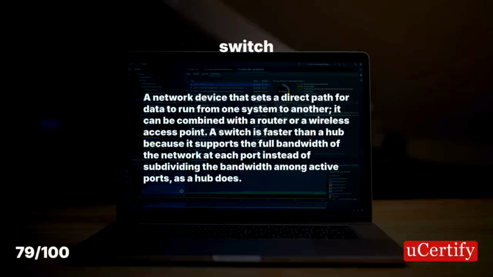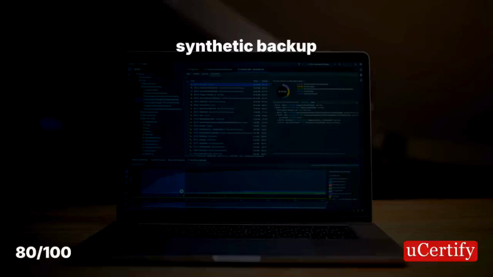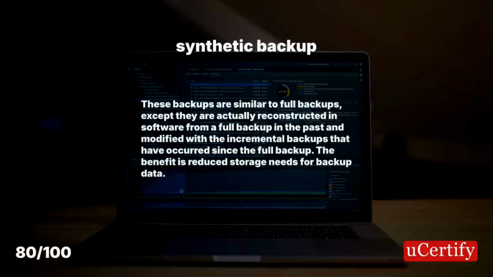A switch is faster than a hub because it supports the full bandwidth of the network at each port, instead of subdividing the bandwidth among active ports, as a hub does. Term: synthetic backup. Definition: these backups are similar to full backups, except they are actually reconstructed in software from a full backup in the past and modified with the incremental backups that have occurred since the full backup. The benefit is reduced storage needs for backup data.